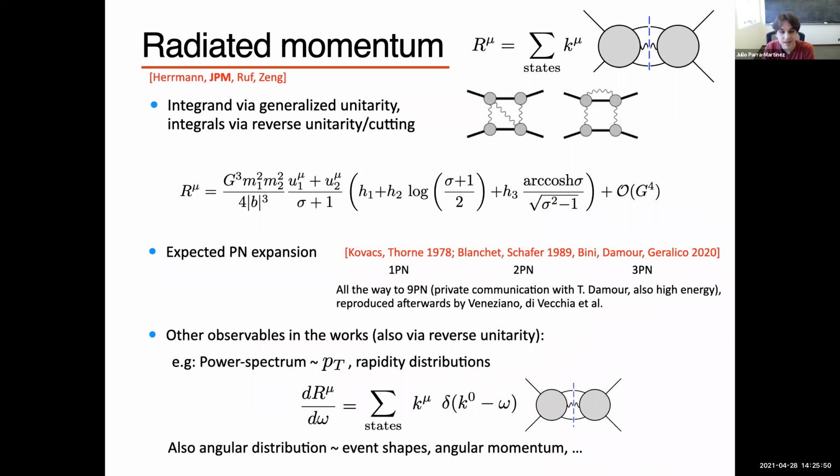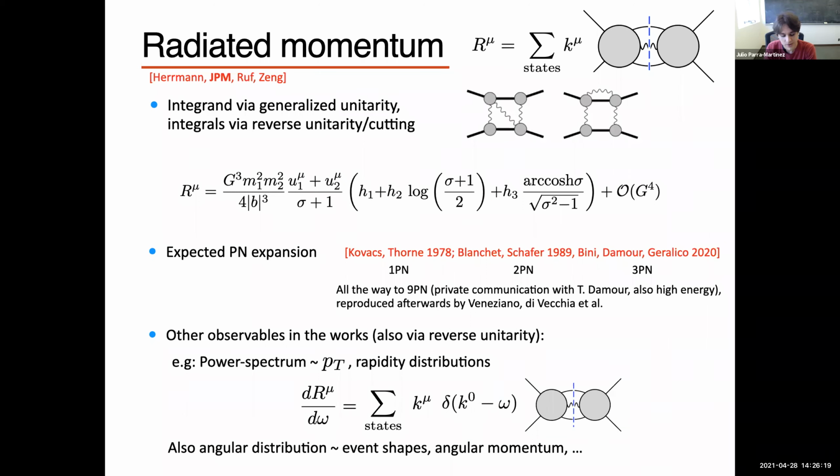So this is, for instance, the radiated momentum in the scattering of two black holes. Both in GR and N=8 supergravity, it takes the same form, where these h's are some rational functions of sigma, which was this velocity variable. This is the impact parameter. These are the four-velocities. So it's actually not that complicated. It's a two-loop calculation. We need these two unitarity cuts. We calculate things as I explained.